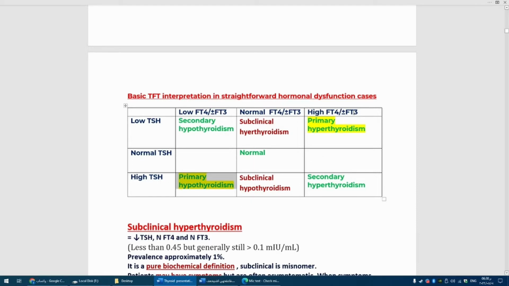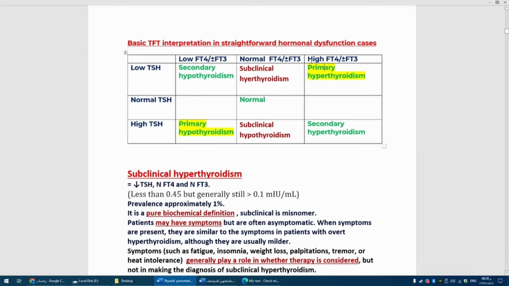Low thyroid hormone with high TSH, this is a case of primary hypothyroidism. High free thyroid hormones, then this is hyperthyroidism. With low TSH, then this is primary hyperthyroidism. High free thyroid hormone, this is hyperthyroidism, with high TSH, then this is secondary hyperthyroidism. If free thyroid hormones are normal, but TSH is high or low, then this is a subclinical case.